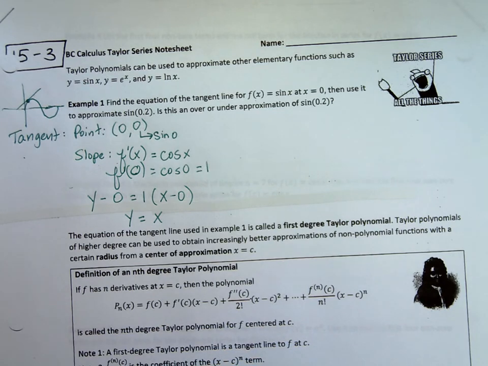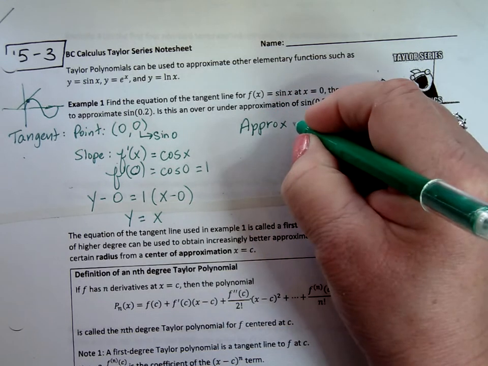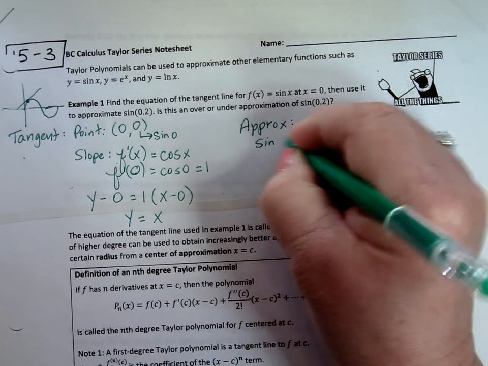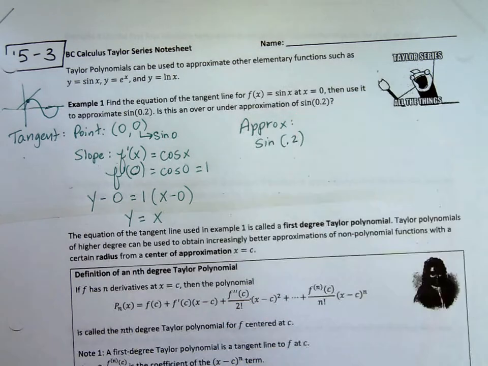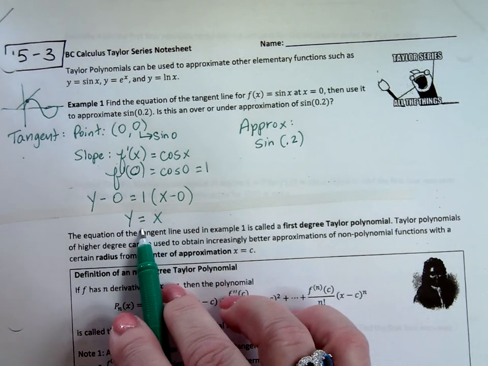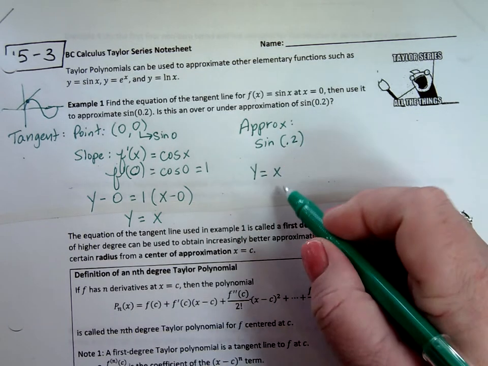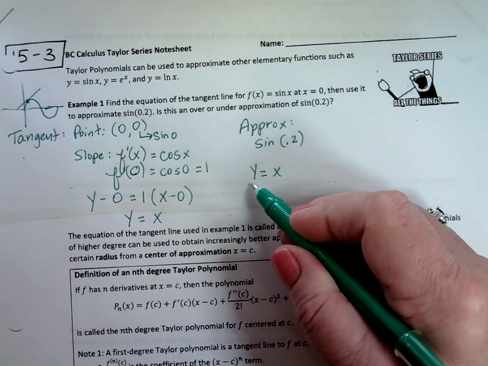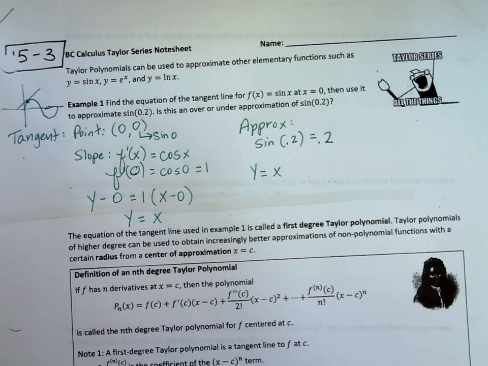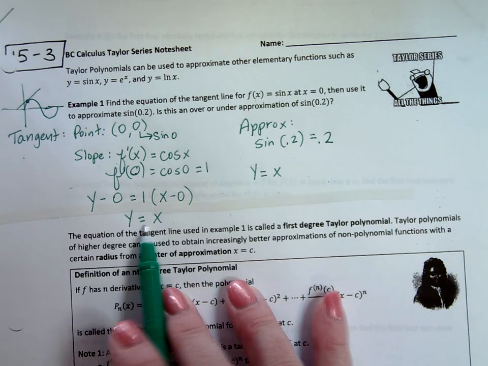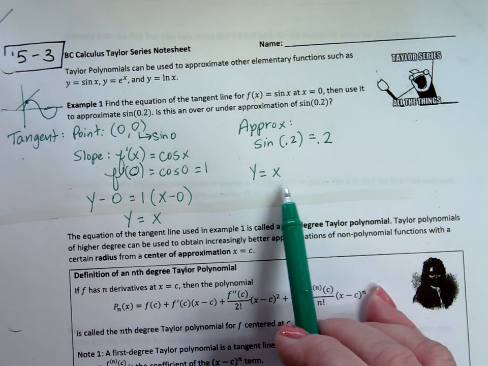And then it says, use that to approximate the sine of 0.2. Well, if this is your x value, and this is your tangent line, we know that y equals x. So if x is 0.2, y is 0.2. They're the same thing. So you're using your tangent line to approximate what this next value is. But it turns out because your tangent line is y equals x, they're going to be one and the same.